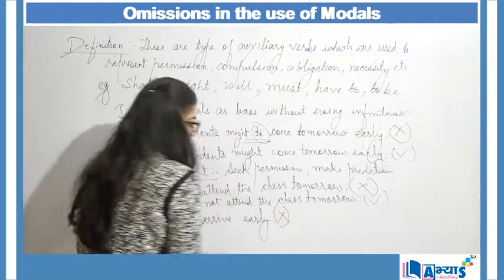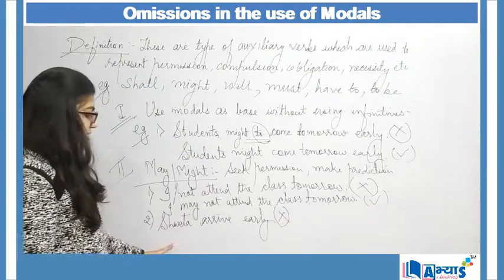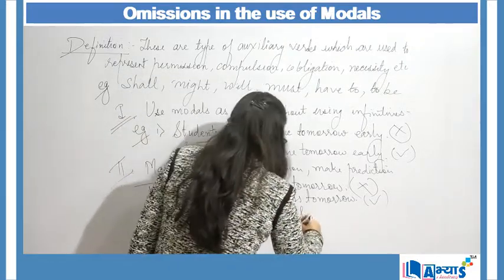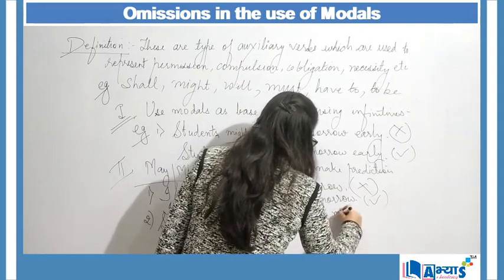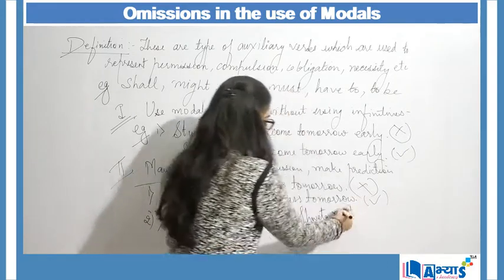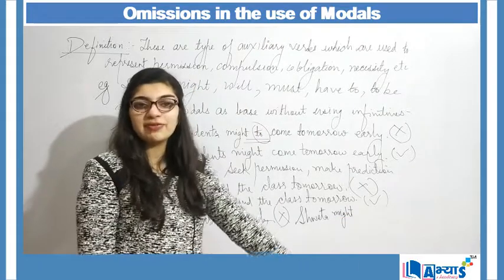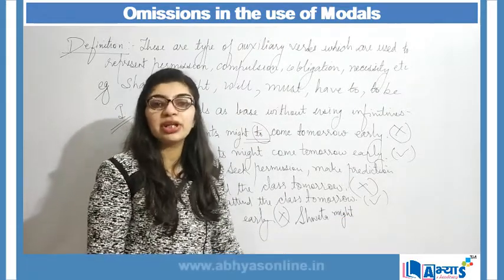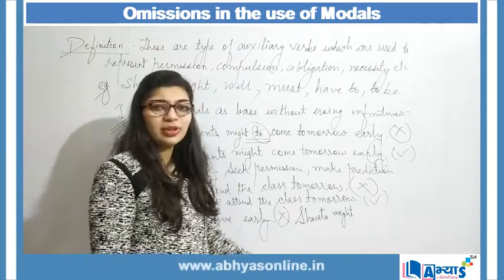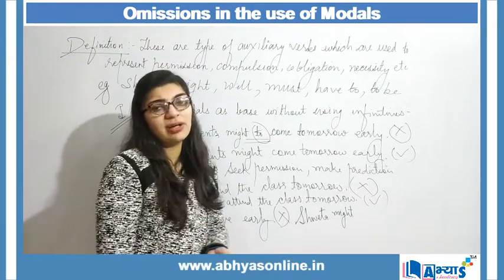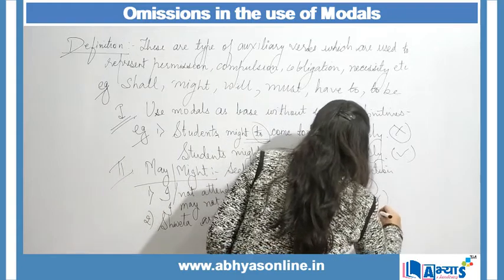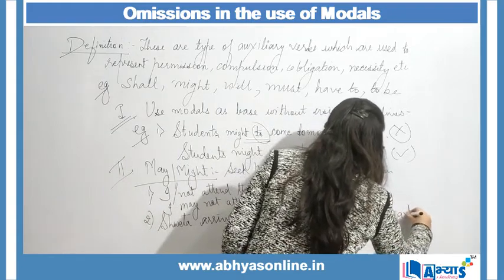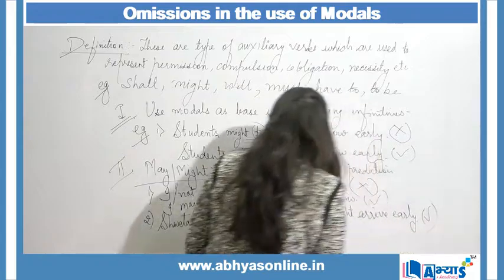Again, my sentence is wrong. Why? Because I can say Shweta might arrive early. When I say Shweta might arrive early, here I am making a prediction that according to me, I think that she can come early. So Shweta might arrive early. This is my correct form of sentence.